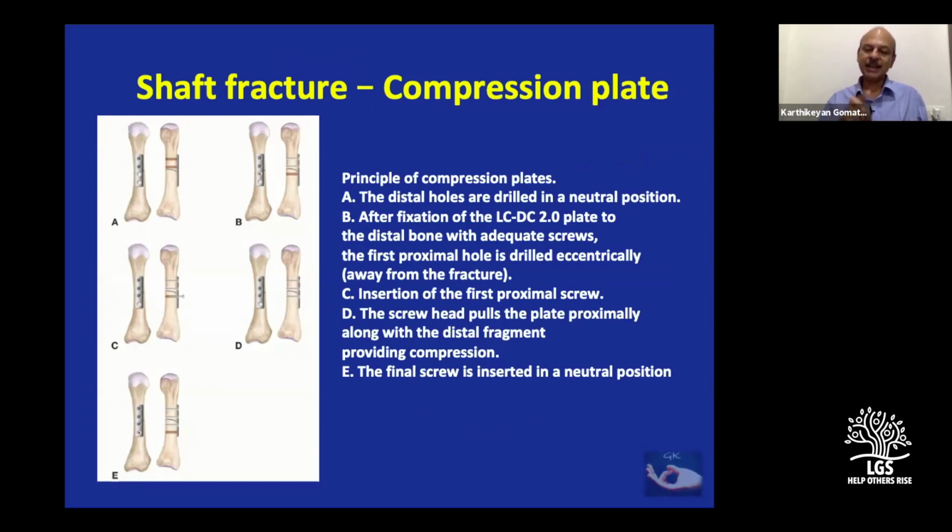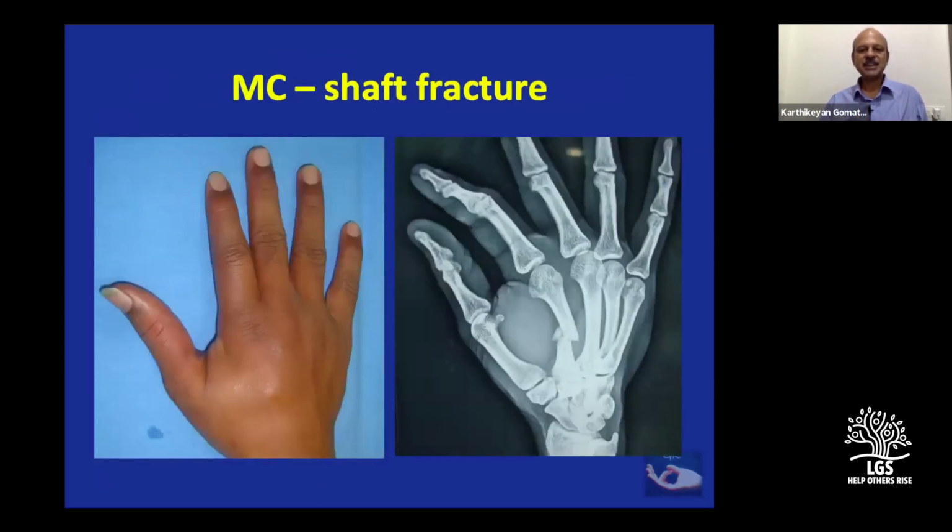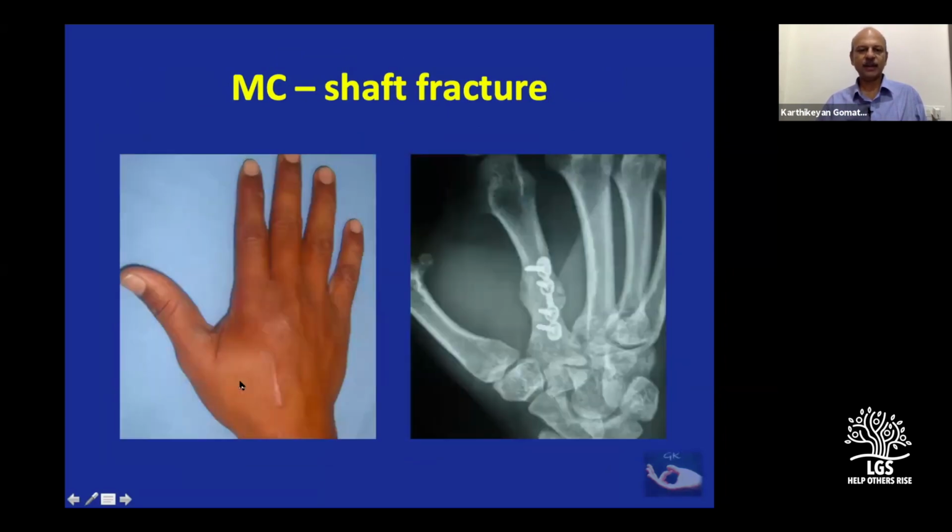We have already seen the long oblique fractures, we are going to do lag screw fixation, and for transverse fractures, we are going to do a compression plating. Now, this is a shaft fracture which the patient has presented about 2 weeks after. You can see the deformity here, the angulation, the swelling on the bone, and this is the fixation that has been done.